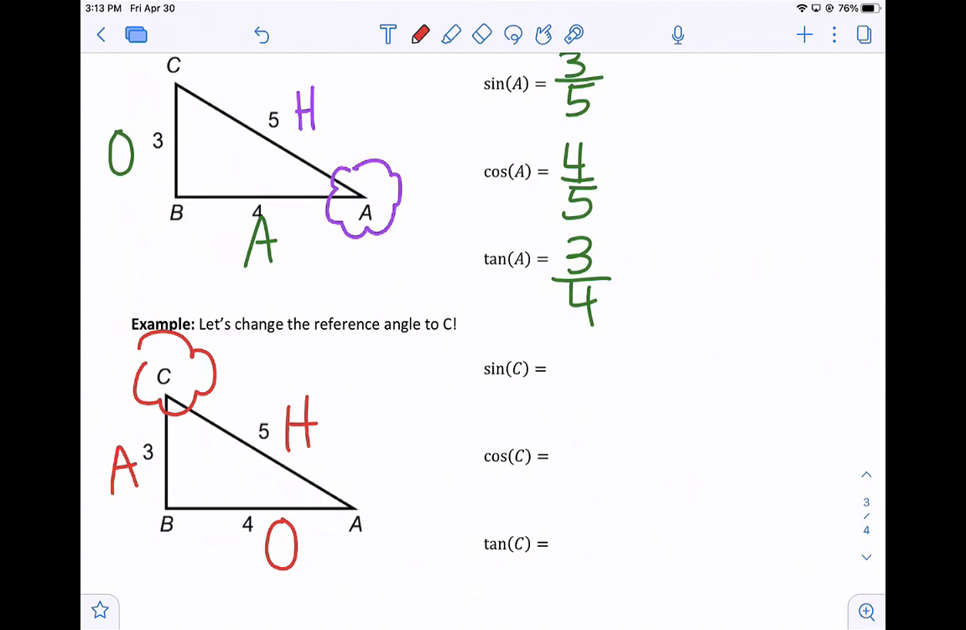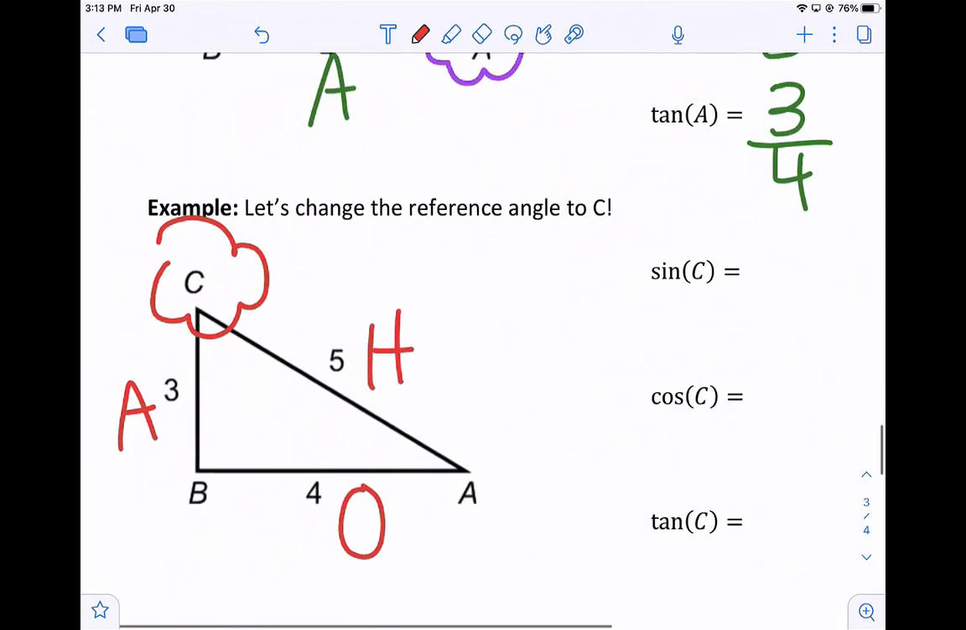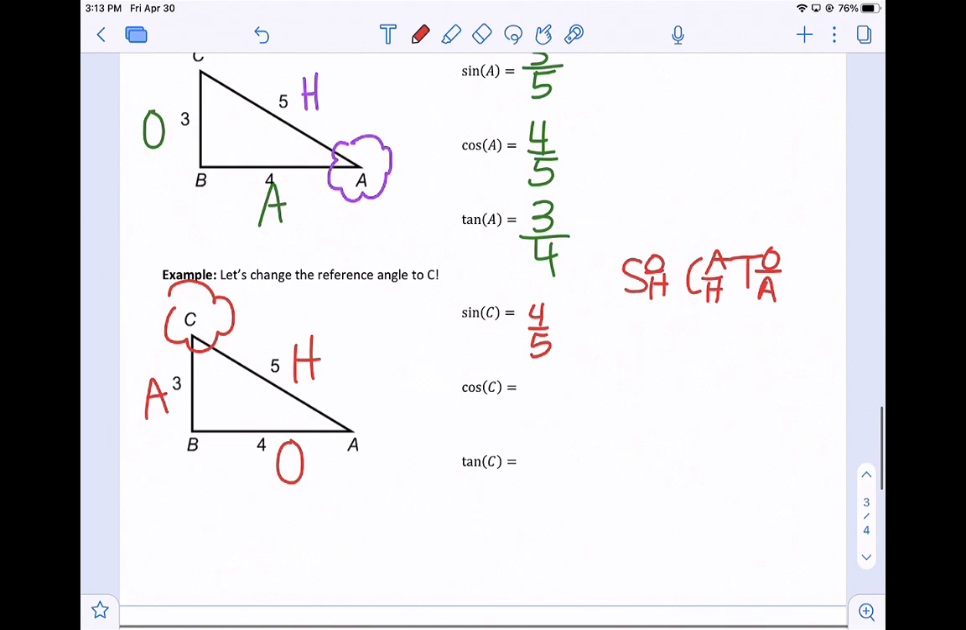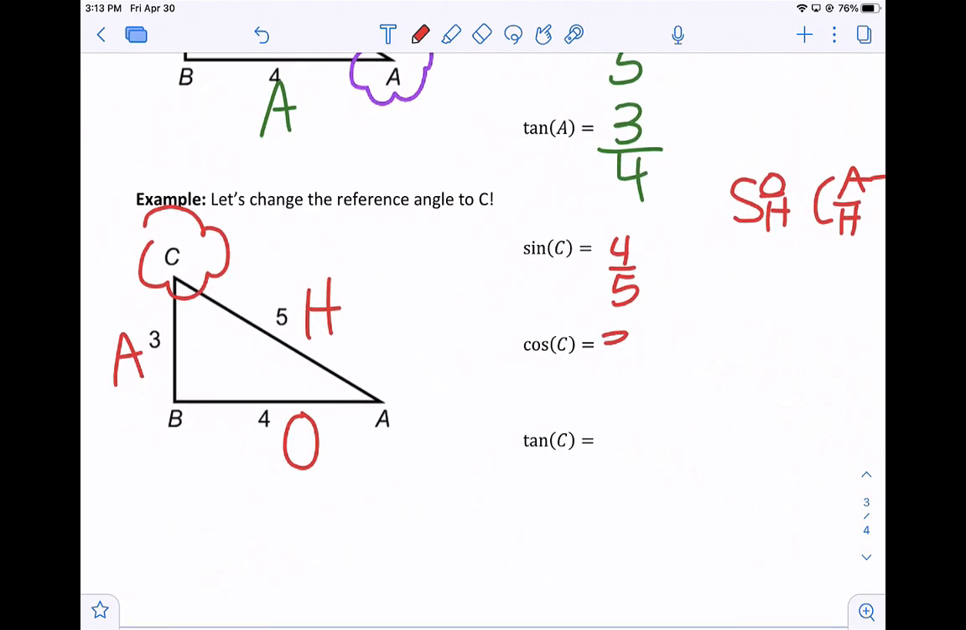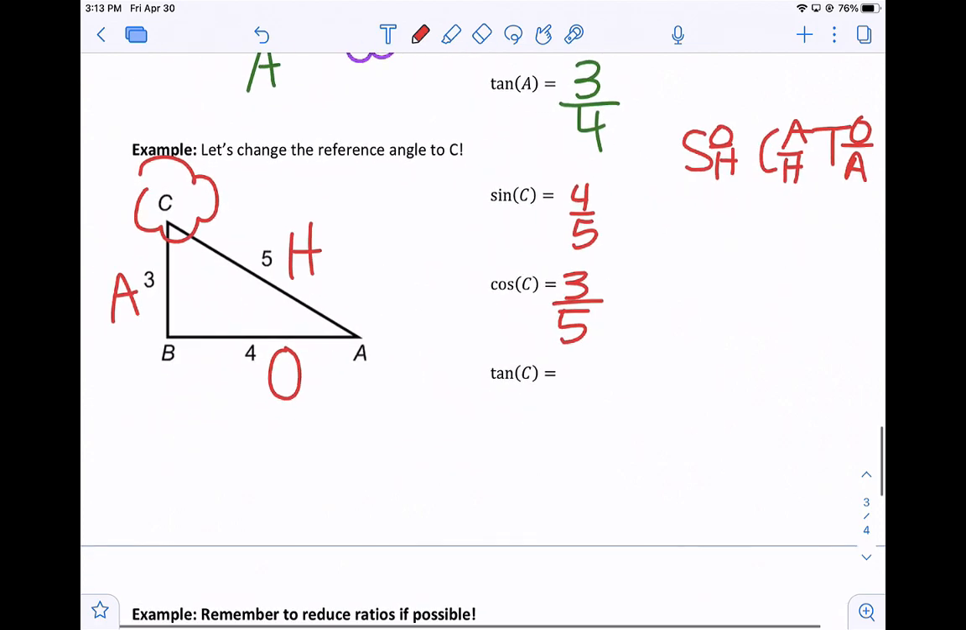All right, so again, let's use SOHCAHTOA, so I'll write it right here, and let's set up our trig ratios. So sine is opposite over hypotenuse, so sine of C will be 4 over 5. The cosine of C is adjacent over hypotenuse. The adjacent side is 3, hypotenuse is 5, and tangent is opposite over adjacent. The opposite side is 4, and the adjacent side is 3.